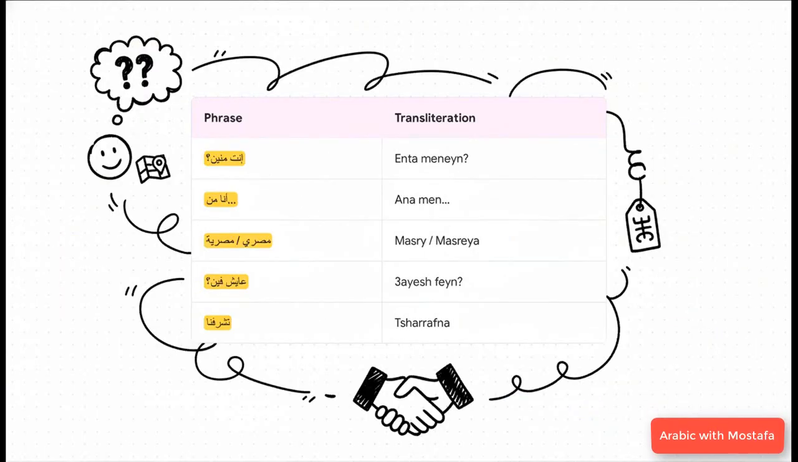So, let's do a quick recap of your new conversation toolkit. Seriously, think of this as your personal cheat sheet. You've got enta minain, the answer ana min, your nationality like Masri or Masriya, the follow-up عايش فين, and that lovely polite closing, تشرفنا. If you just practice these few phrases, you'll be in great shape.